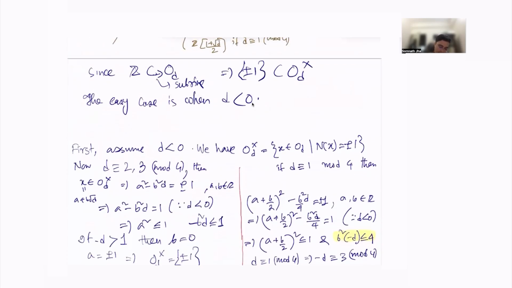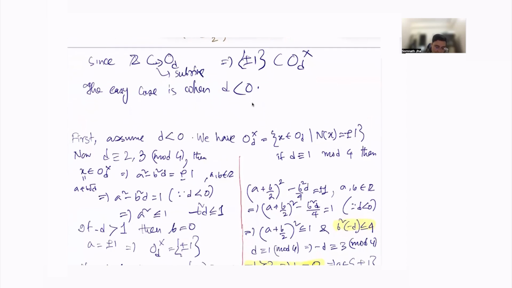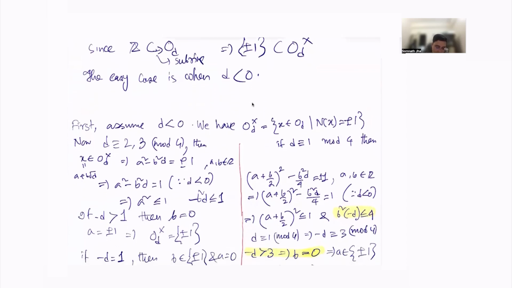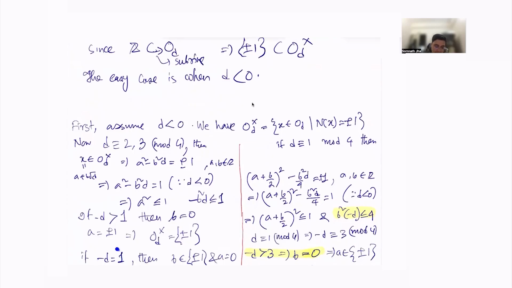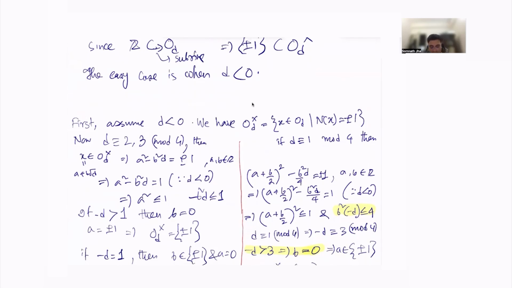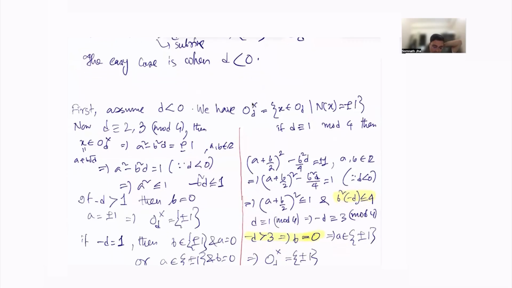So we are doing the 2 or 3 mod 4 cases. If minus d is greater than 1, then b is equal to 0, and we get only two units, plus 1 or minus 1, because a is an integer. If minus d is equal to 1, that is also possible. Then b squared is less than or equal to 1, so it's possible that b is plus 1 or minus 1. Okay, so b squared is 1. If b squared is 1 and minus d is 1, then 1 plus a squared is 1. So a squared is 0.